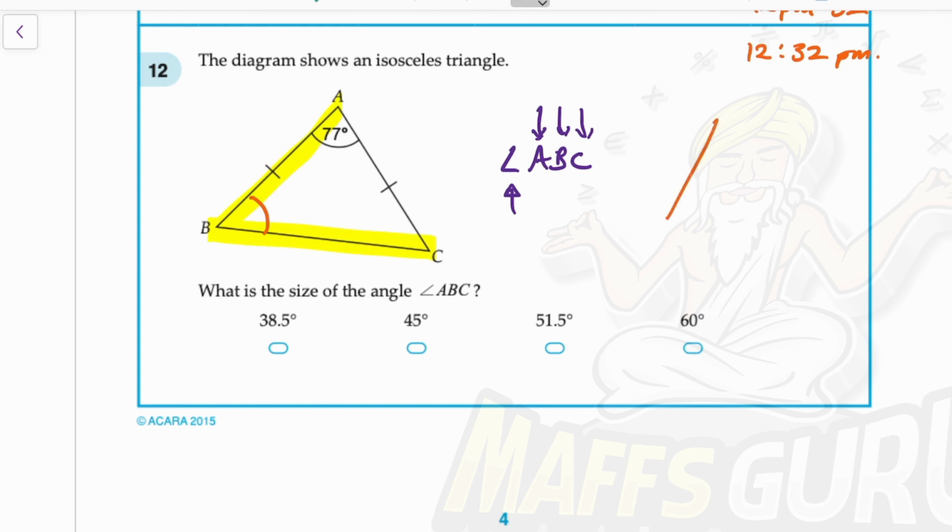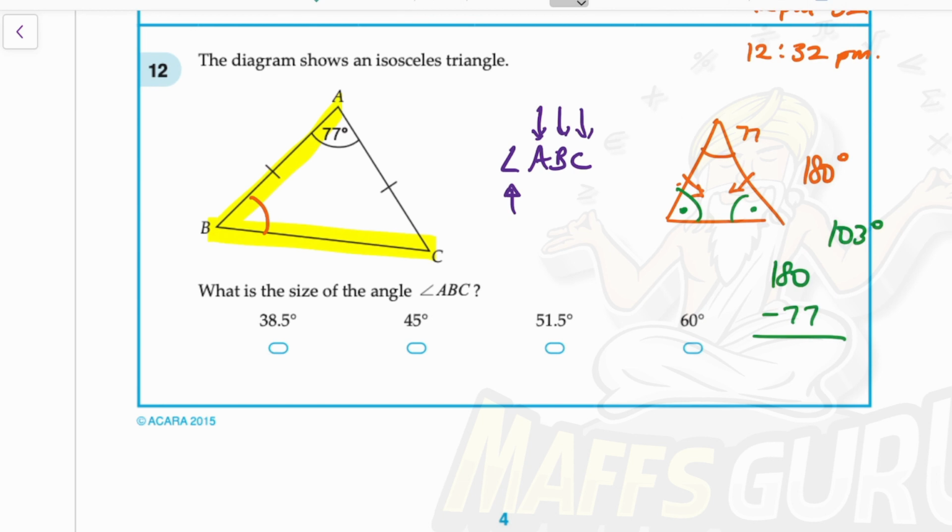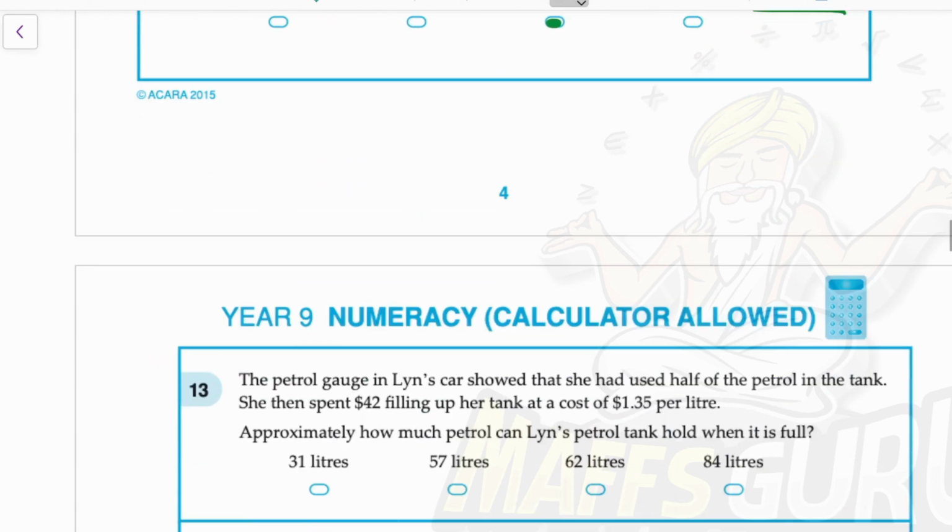Well, what we know about an isosceles triangle is that once we know this angle here, which is 77, angles in the triangle add up to 180 degrees. And we know, because those two little lines basically say we're the same, that this angle here and this angle here are the same. So I'm going to do 180 minus 77 to tell me what angles are left. So there are 103 degrees split now between those, and they are the same size. So if I now divide that by 2 on my calculator, I get 51.5 degrees. So 51.5 degrees is my correct answer.